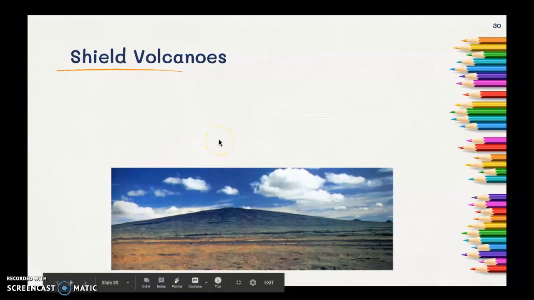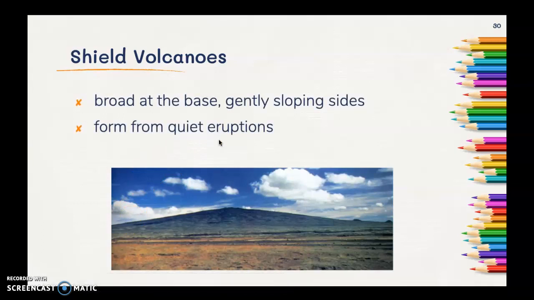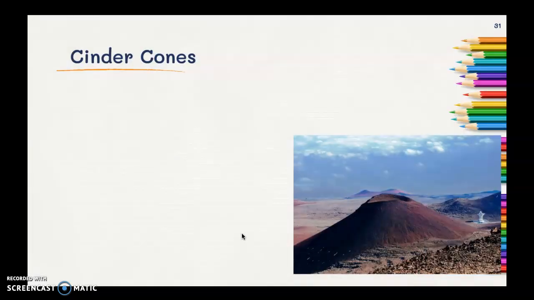That's called a shield volcano. So they're broad at the base with gently sloping sides. They form from quiet eruptions, which means that's mafic lava, and they are formed just from layers of hardened lava. Just lava flows out, and if you could drill into this, you would just see layer upon layer of lava that is hardened into rock.